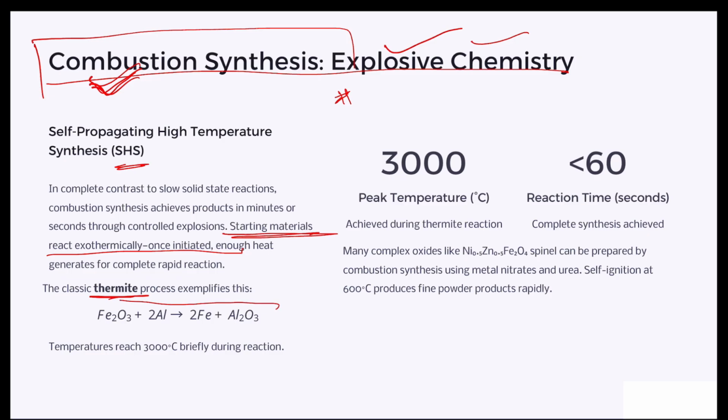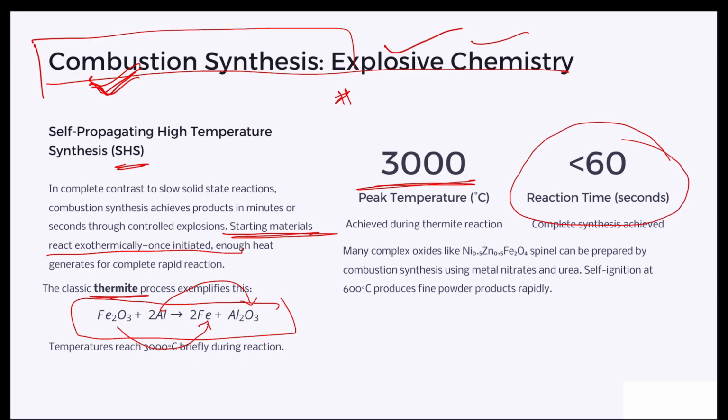The reaction for thermite is Fe2O3 and aluminum, where Fe2O3 gets reduced to Fe and aluminum gets oxidized to Al2O3. The temperature achieved during this reaction is 3000 degrees Celsius, sorry about that. On the time scale, the reaction can be completed within about 30 seconds. And using these reactions, another spinel compound of nickel, zinc, and iron can be made.